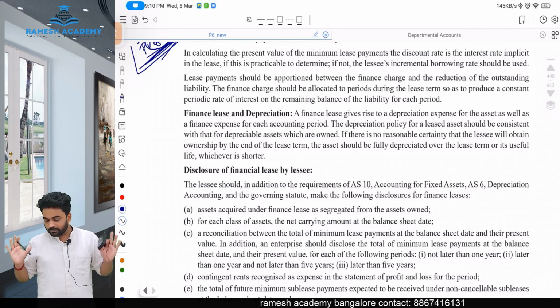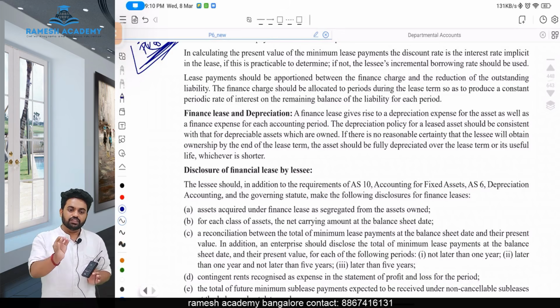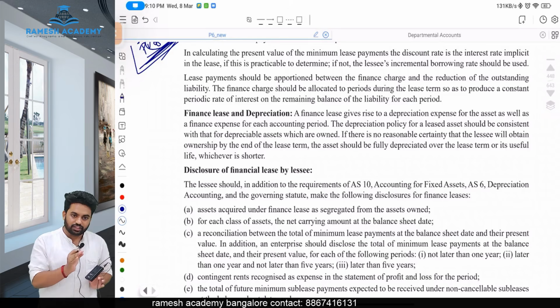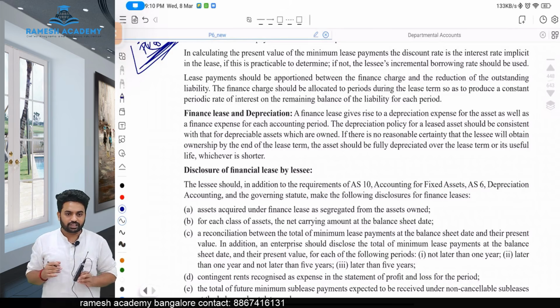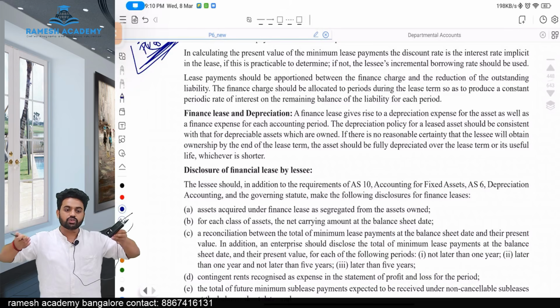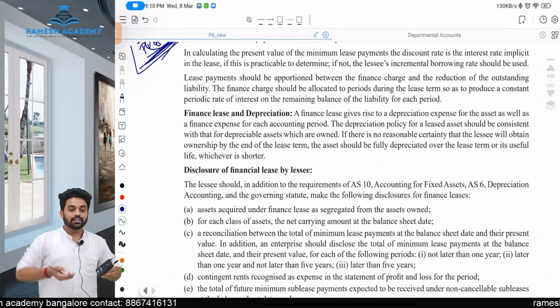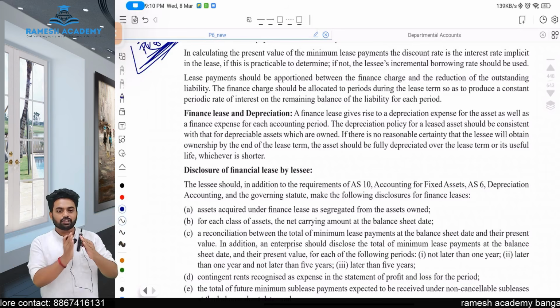Listen very carefully. If he is going to purchase the asset at the end of the lease term, then you can allocate the depreciation over the economic life. If there is a possibility that the lessee is not going to keep the asset after the lease period, then within the lease period, make sure that your whole value will be written off.